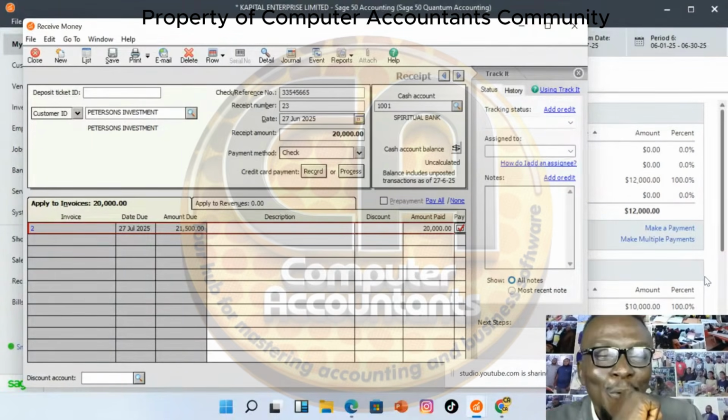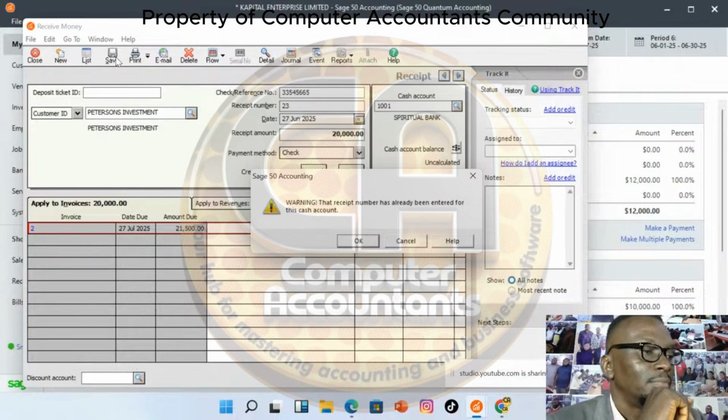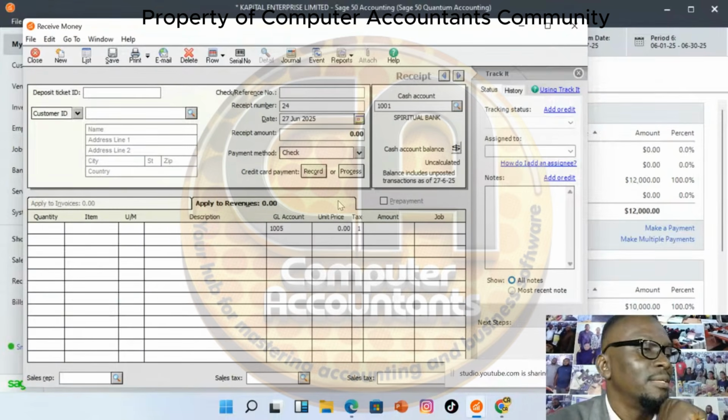Okay, so Mr. Peters is paying 20,000, which is part payment. You save. So this is it. It's a warning that the receipt number is not there. It has been used before, no wahala. So you can go in. Okay.